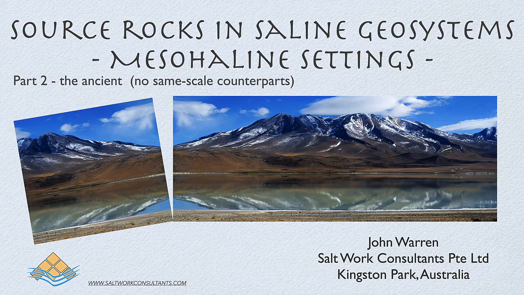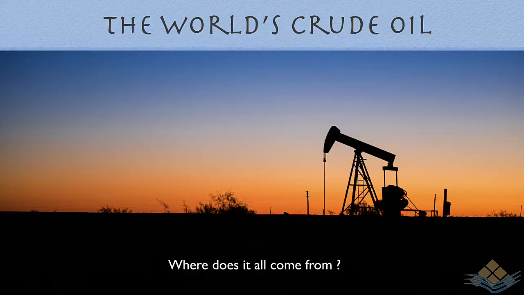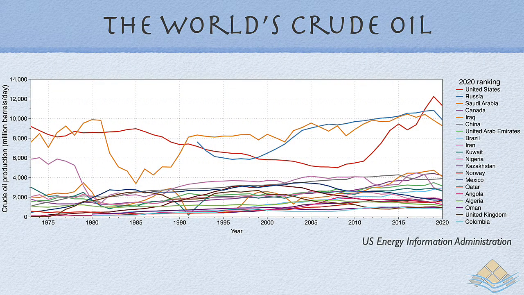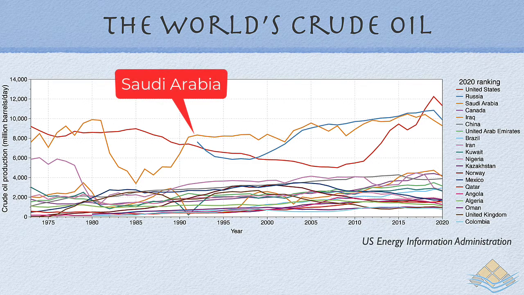Before we start, let's just have a look at the world's oil distribution and production. In other words, where does it all come from? This plot from the US Energy Information Administration plots production over the past few decades, showing how Saudi Arabia has maintained its position throughout much of the 30-year history as the dominant producer of hydrocarbons.